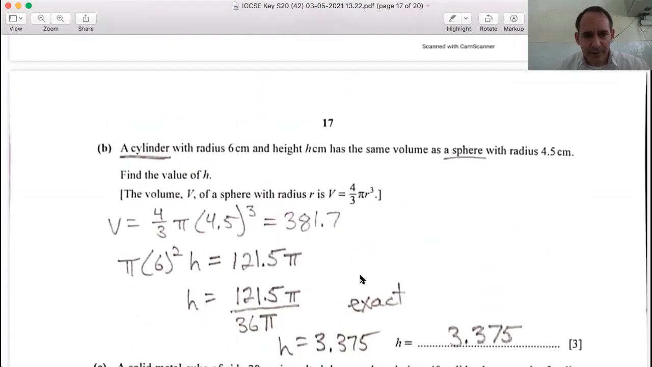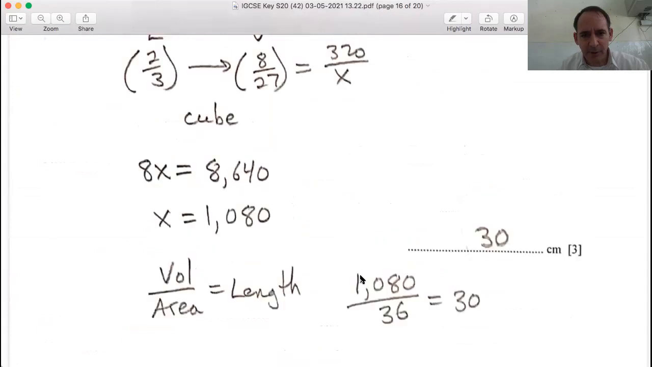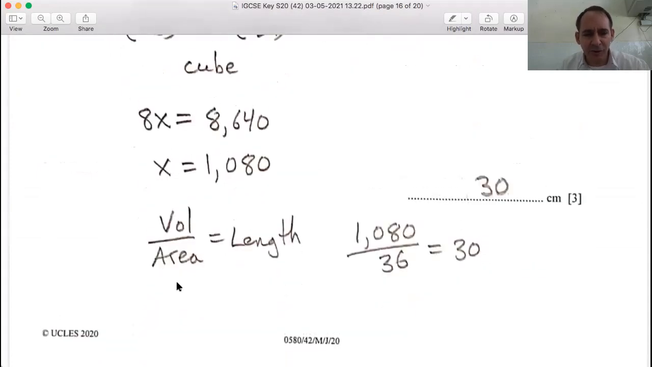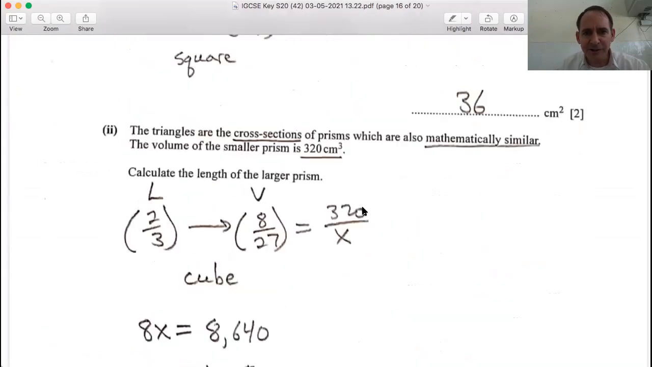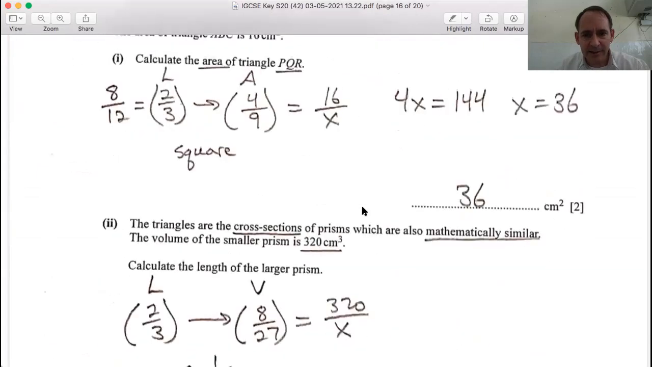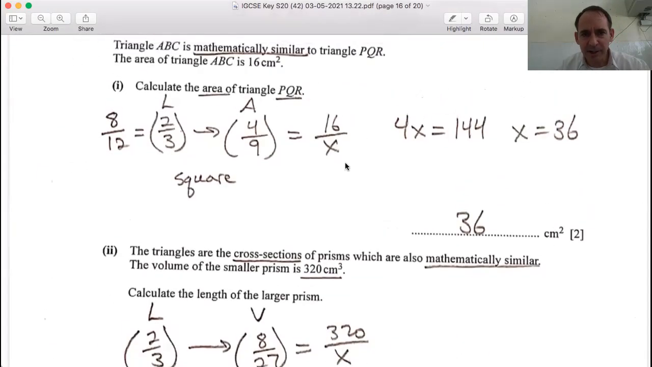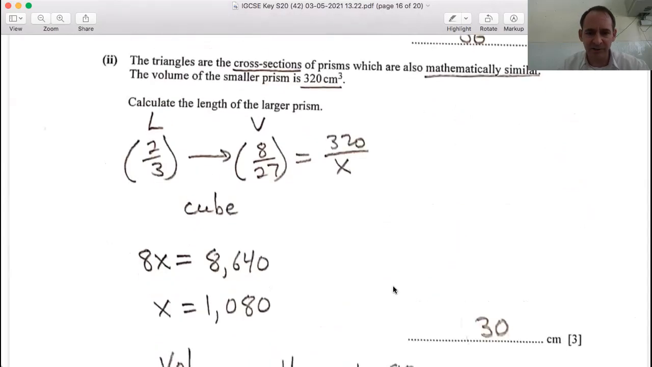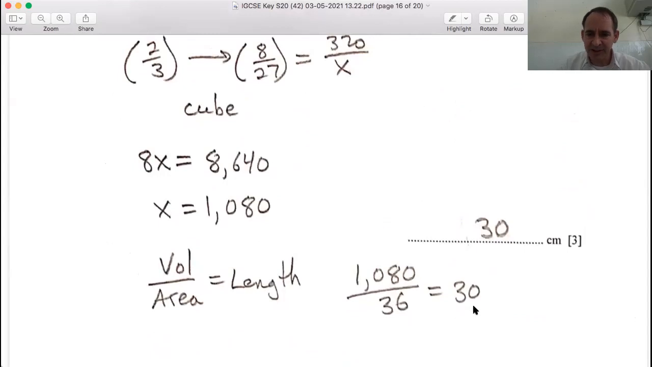Okay, so where did I end up at? Oh, sorry, the area of the triangle PQR was 36. So volume divided by area, volume, we already calculated 1080. Again, the area for the larger representative cross-section triangle is 36. So divide by 36, and that means the length of our prism is 30 centimeters long.